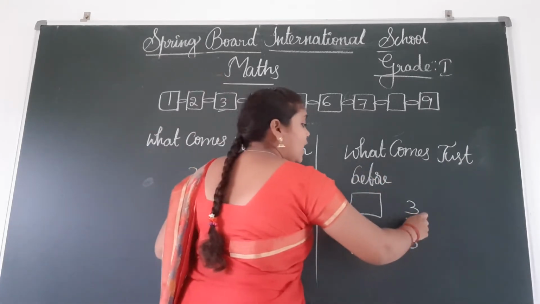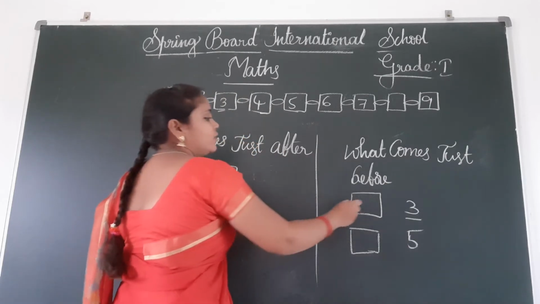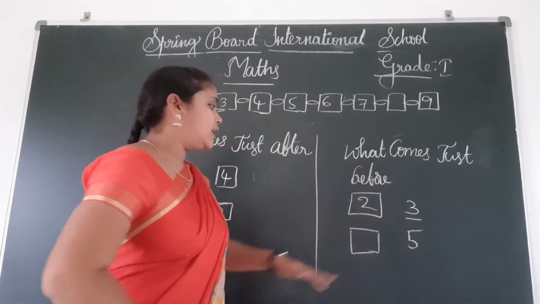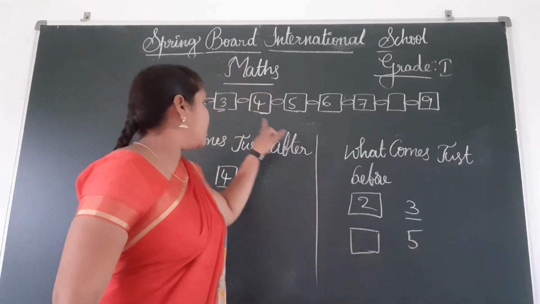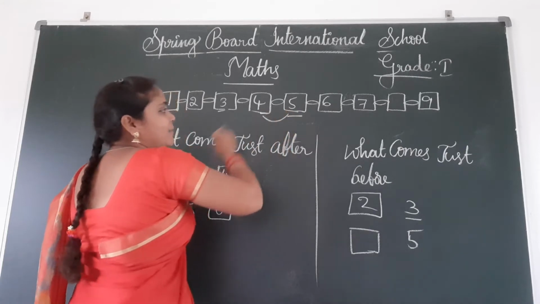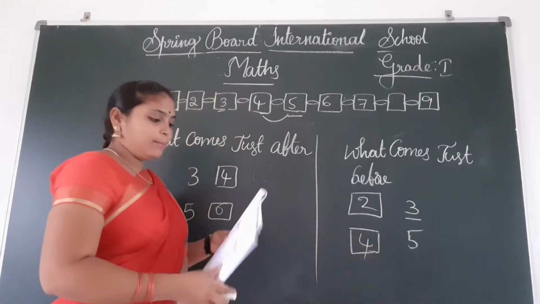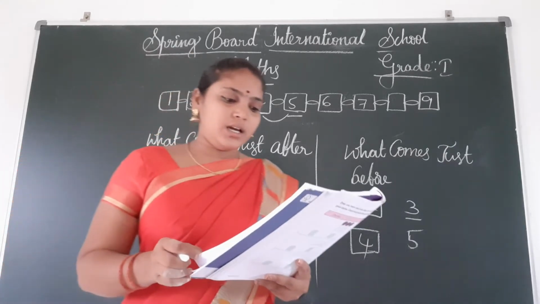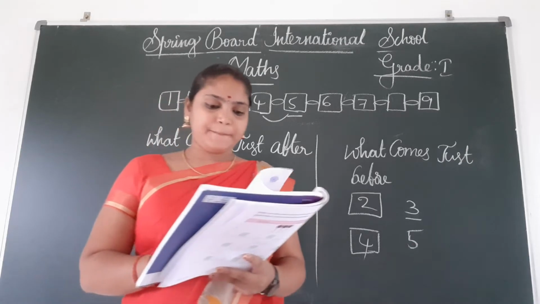Which number comes before 3? So before 3 is 2. Okay children. Next, what comes just before 5? So where is the 5 here? Here it is 5. So which number comes before 5? 4. Here you have to write number 4. Okay children, here the remaining 8 is there. You have to do the homework and send it to me.